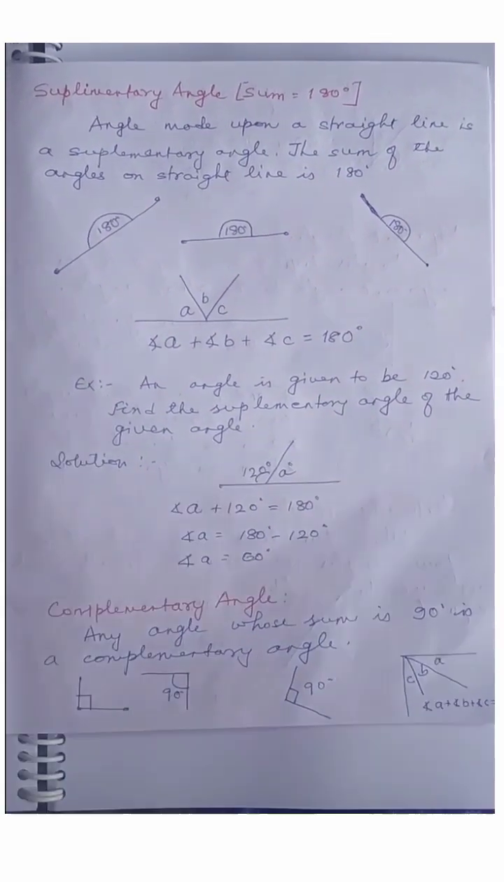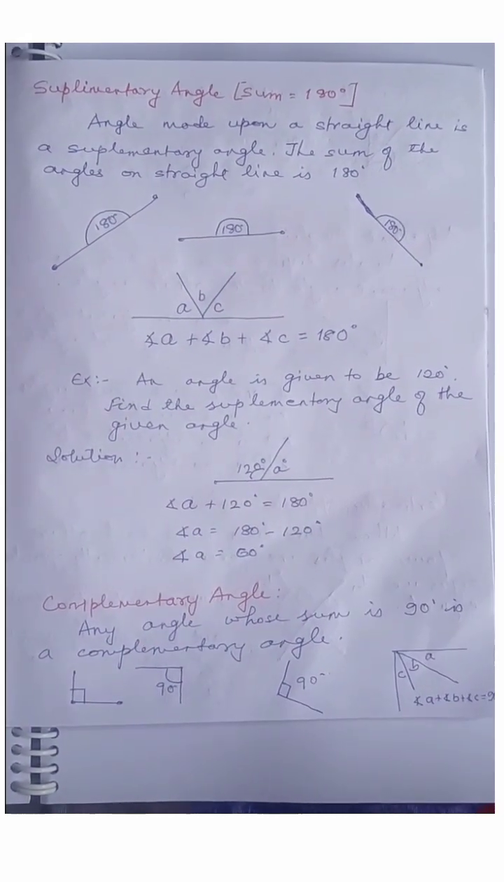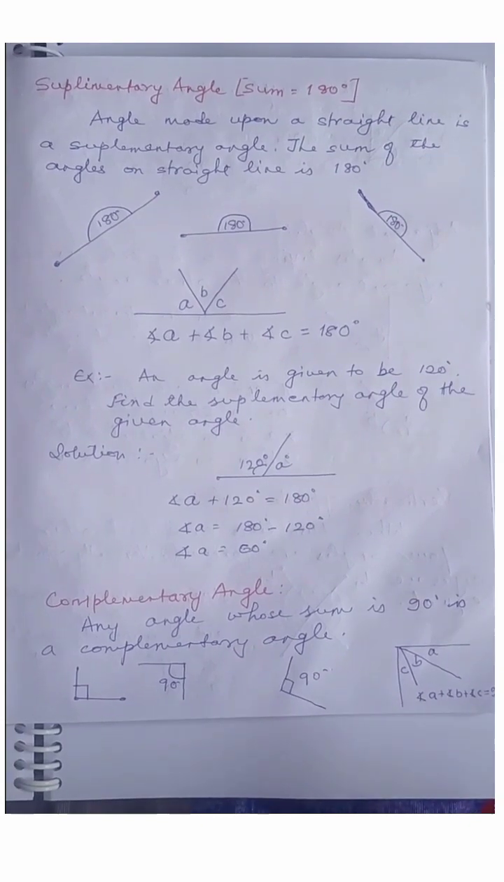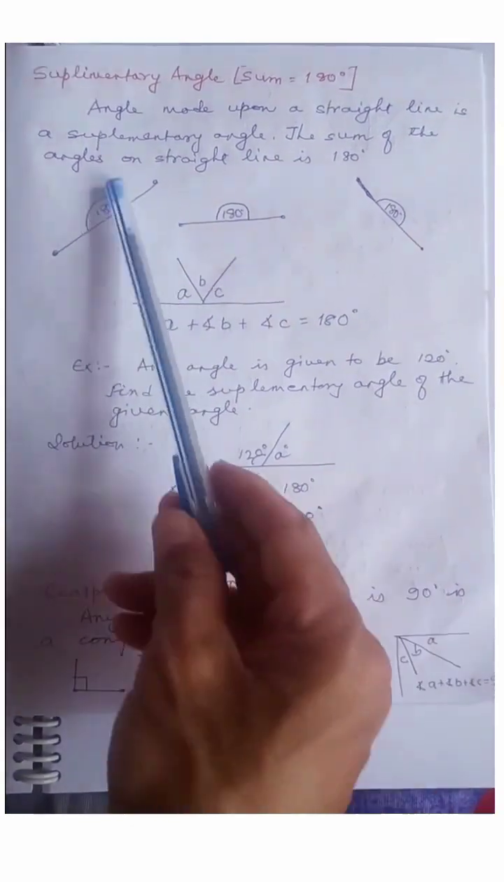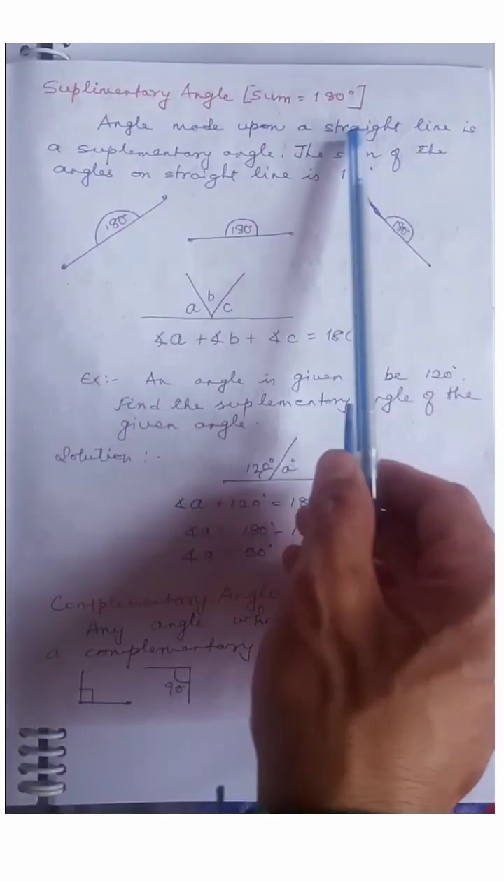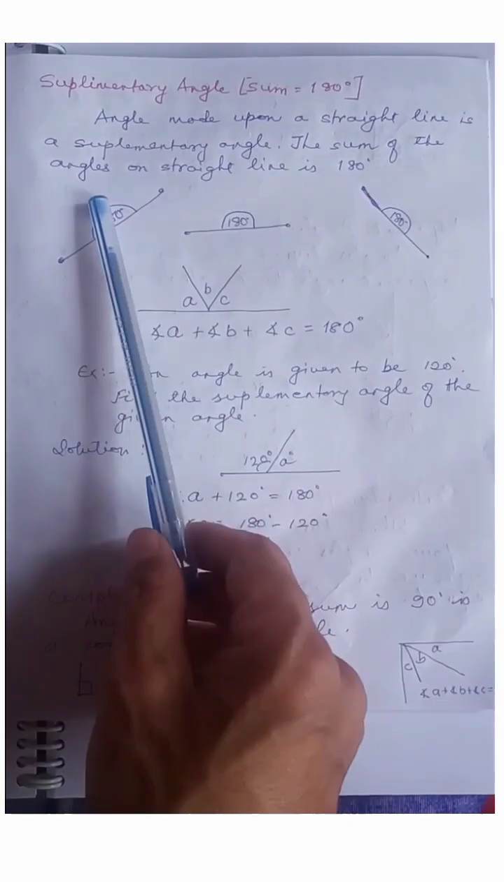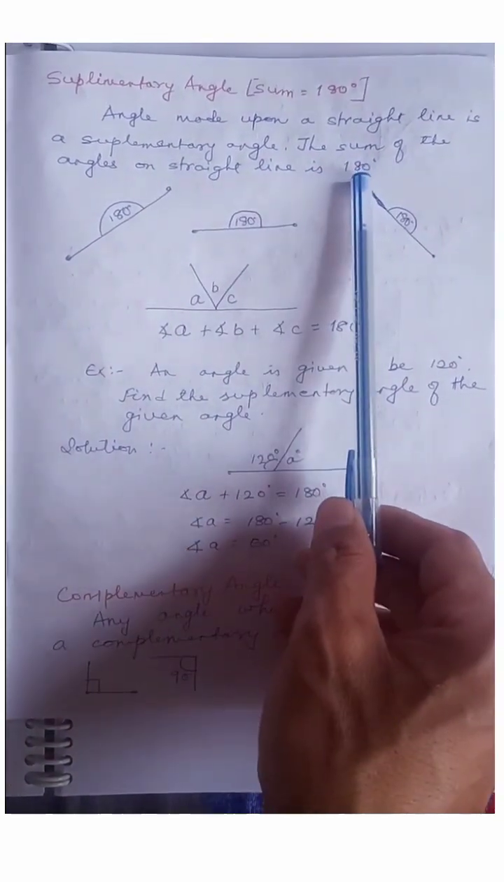In this topic, let's learn about angles. First, we are going to deal with supplementary angle. Supplementary angle is the angle made upon a straight line, and the sum of the angles on a straight line is 180 degree.